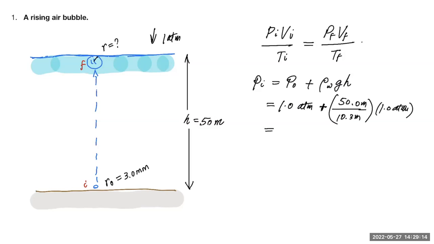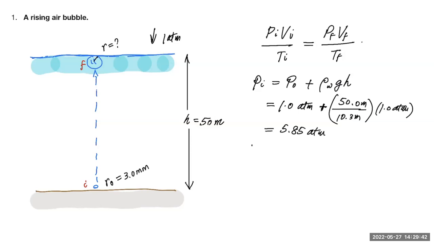So if you do that, you can find the pressure at the bottom. It's pretty close to 6 atm, but not exactly. Let's do a little calculation here. 50 divided by 10.3 is 4.85, plus 1 atm at the top, it's 5.85. Okay, so that's the pressure at the bottom.